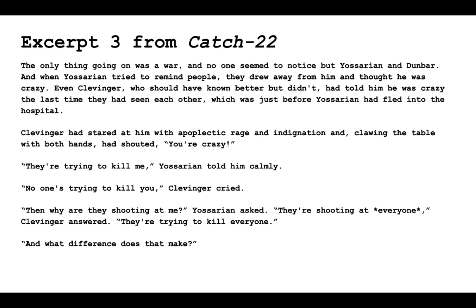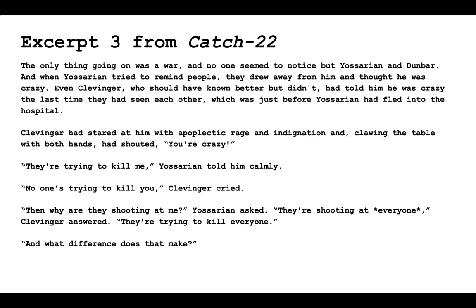And then excerpt 3 is also about Yossarian. So it says, the only thing going on was a war, and no one seemed to notice but Yossarian and Dunbar. And when Yossarian tried to remind people, they drew away from him and thought he was crazy. Even Clevinger, who should have known better but didn't, had told him he was crazy the last time they had seen each other, which was just before Yossarian had fled into the hospital.